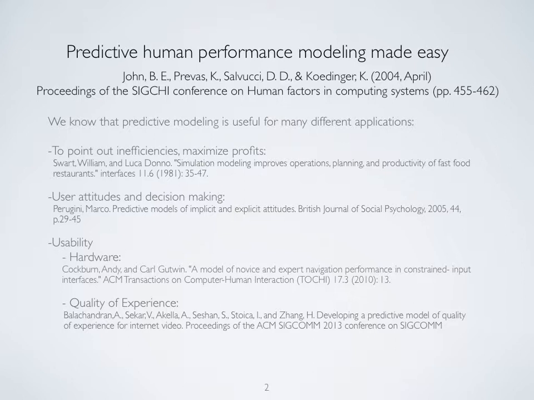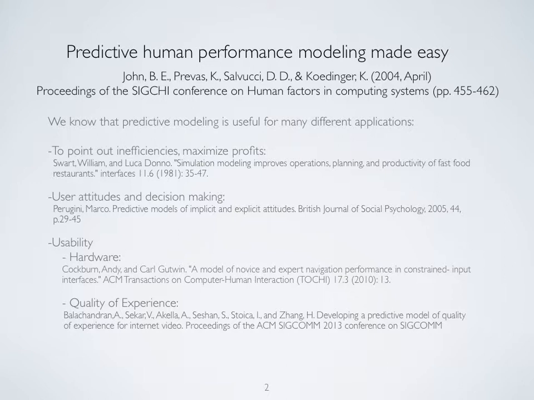And we know that predictive modeling is useful for many different applications. I've put down several examples. The first example is, of course, to point out inefficiencies and maximize profits, as shown in this paper by Swart, which uses predictive modeling in the context of restaurant operations to optimize operations and productivity.